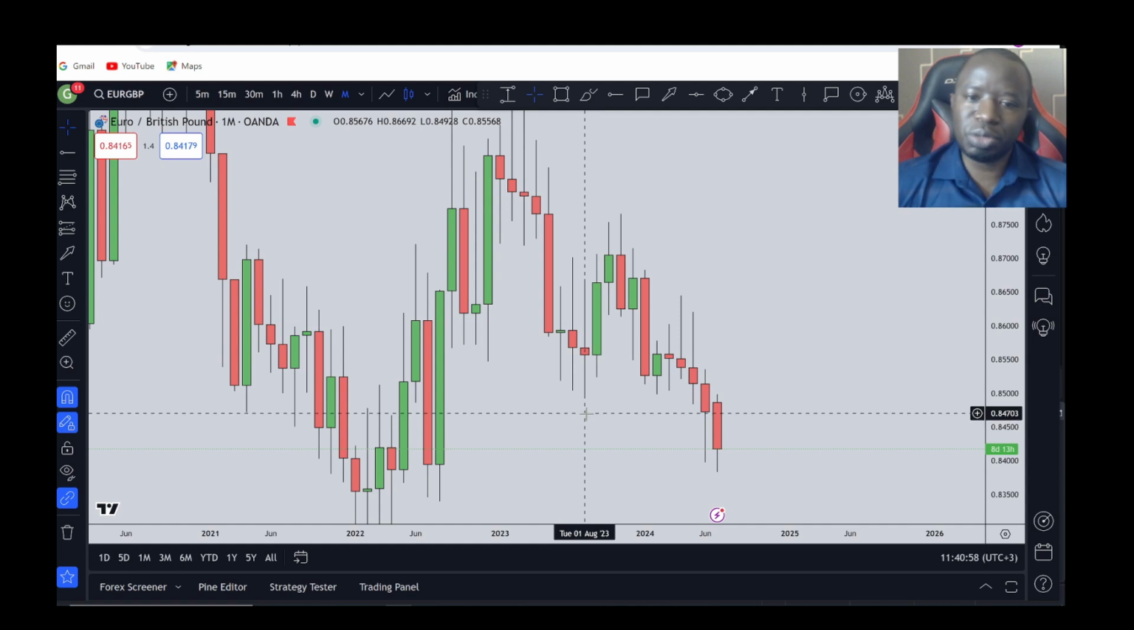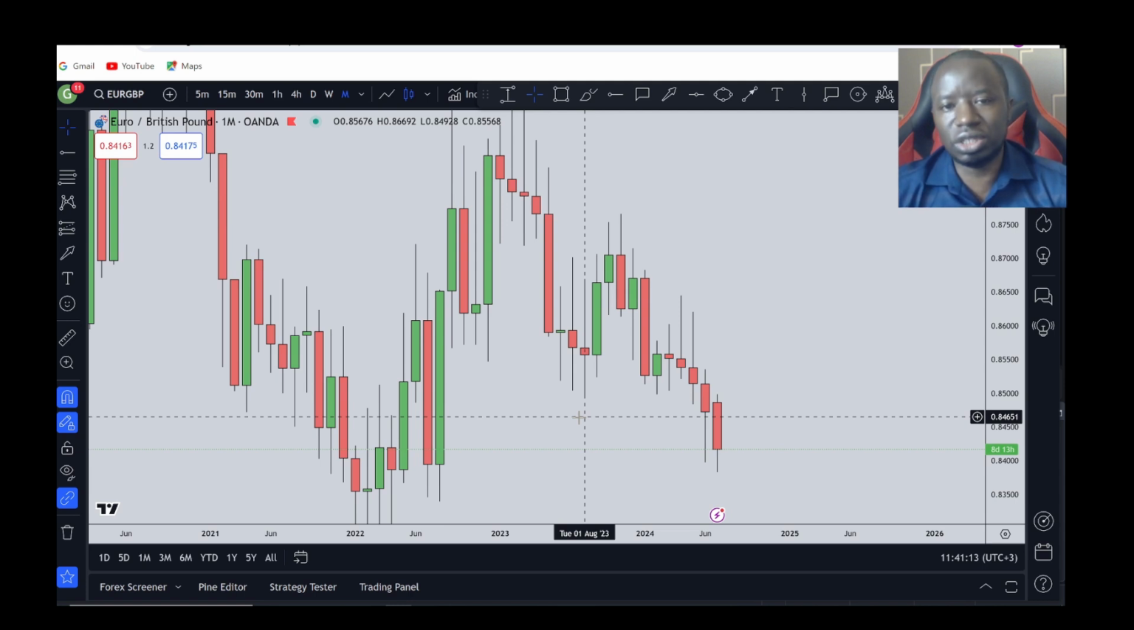Now, we're going to be doing this top-down analysis, breaking down market structure from the higher time frames down to the lower time frames, and we do that looking at the monthly time frame, then the weekly time frame down to the daily, before we can then think of executing our trades from the 4-hour time frame for swing trades, the 1-hour time frame for the day trades, and 30 minutes and 15 minutes time frames for our quick scalps for the day.